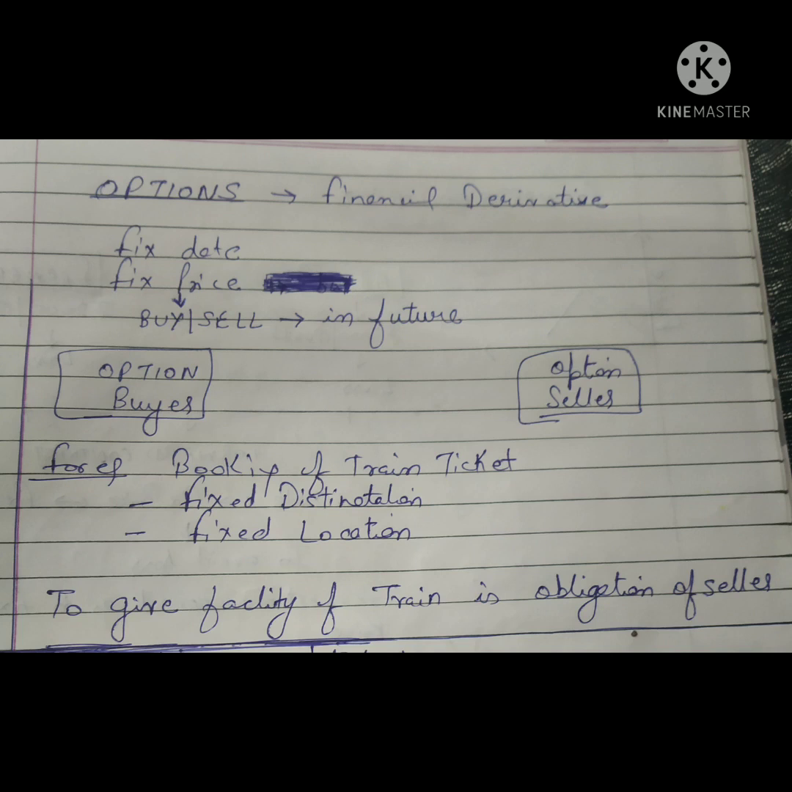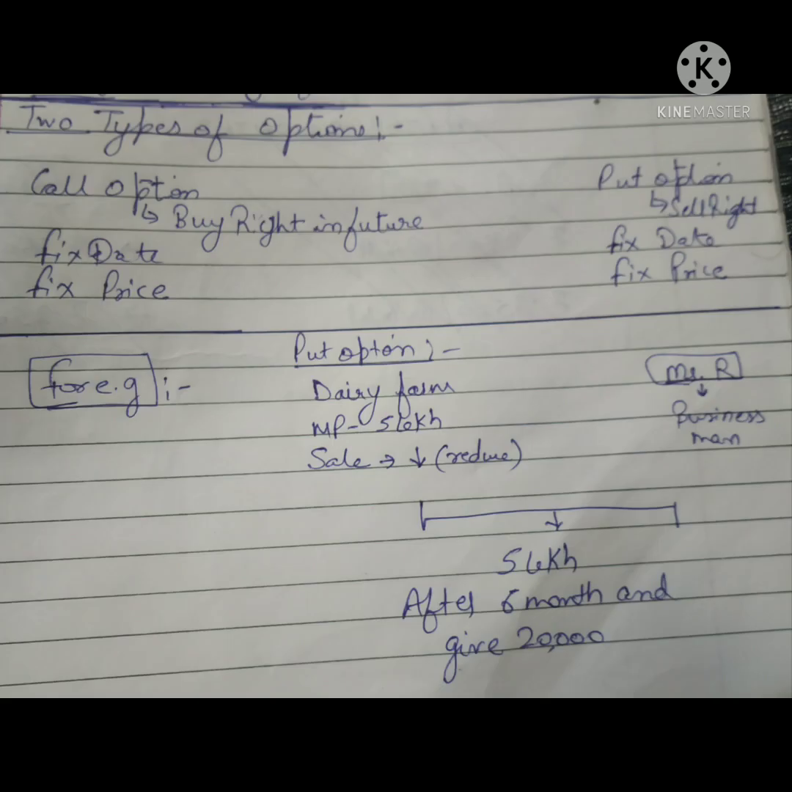Again, there are some more examples of option contracts. For example, the booking of train tickets, for a fixed location and a fixed destination. If I have booked a train ticket, I have an obligation to avail the facility of the train, and the train also has the obligation to provide the service. So the train is the seller here and we are the buyers. There are two types of options: the call option and the put option. In a call option, the buyer has a right to purchase in the future, and in a put option, the seller has a right.